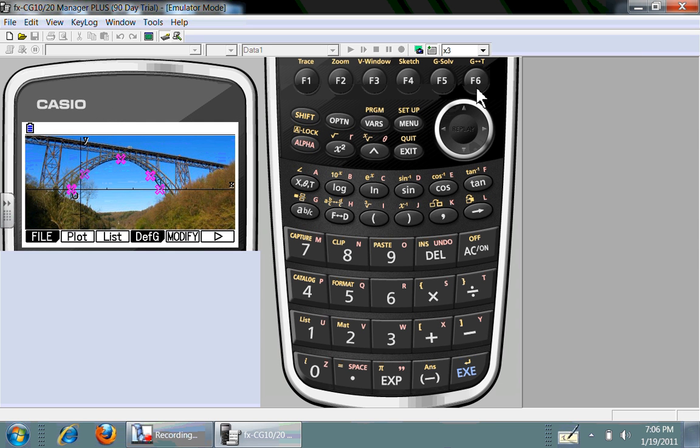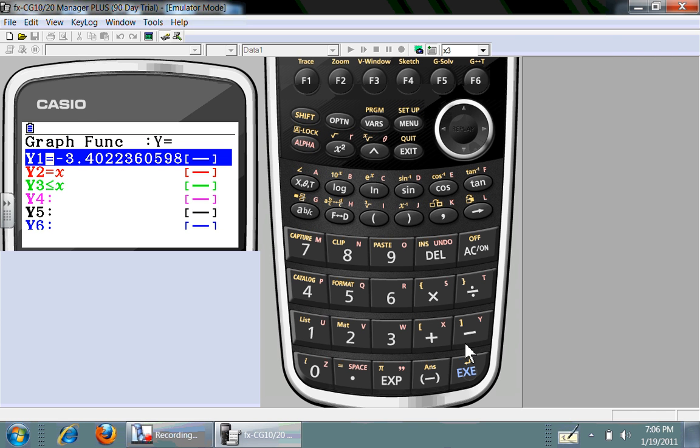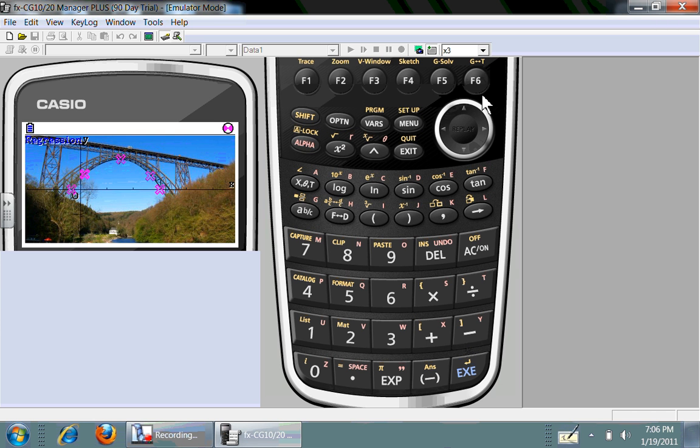Well, I'm going to try to fit some kind of a curve to that. So it looks like I want to try to do a regression. All I'm doing is using the function keys, if you can see my arrow. It looks quadratic to me, so I'm going to try to fit a quadratic on there, which is an F3. It gives me an equation. I went through all the trouble of doing this, so I'm going to go ahead and copy it. I'll put it into y1, and I'll go ahead and draw it. As you can see, there's my parabola right over the top of that curve.